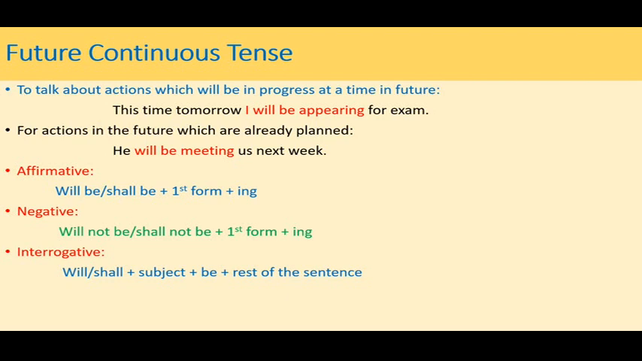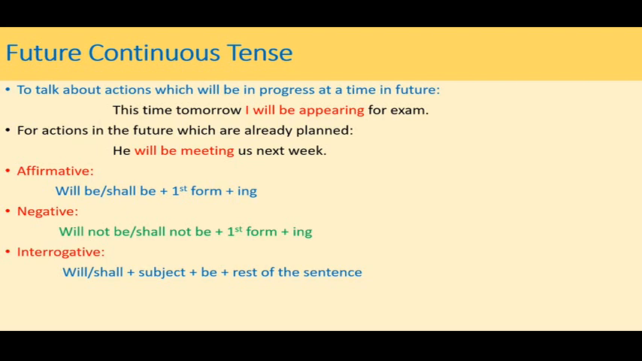It is also used to express actions which are going to happen in the future but which have already been planned. For example, he will be meeting us next week. The postman will be coming soon. I'll be staying here till Sunday.